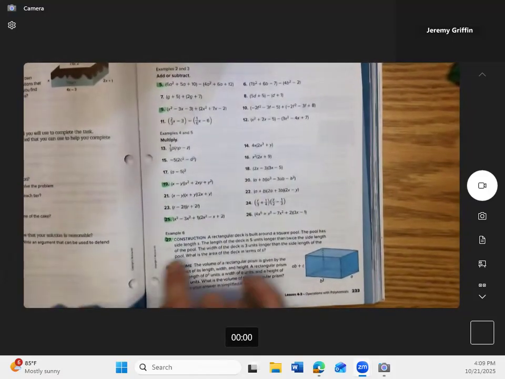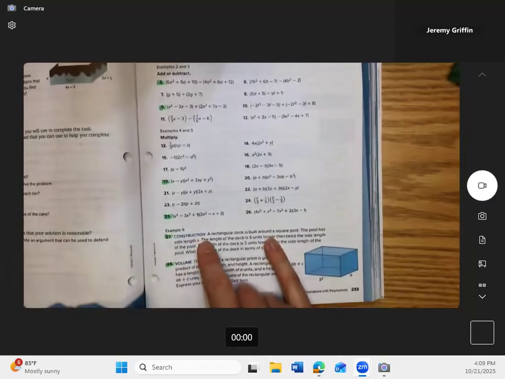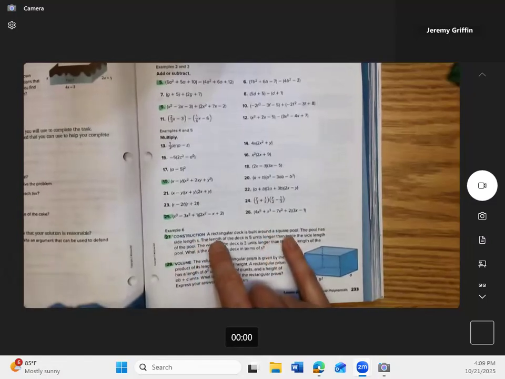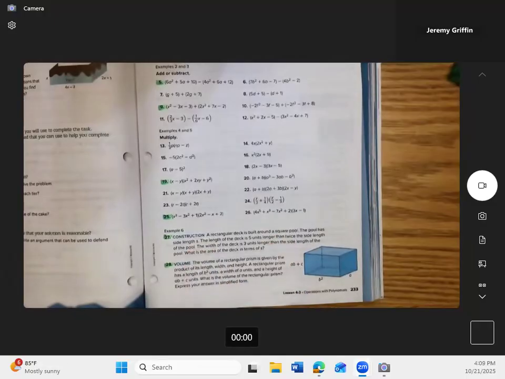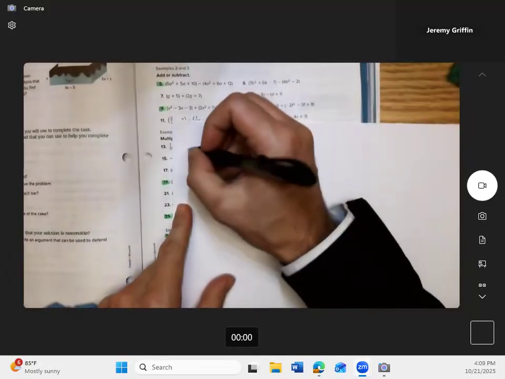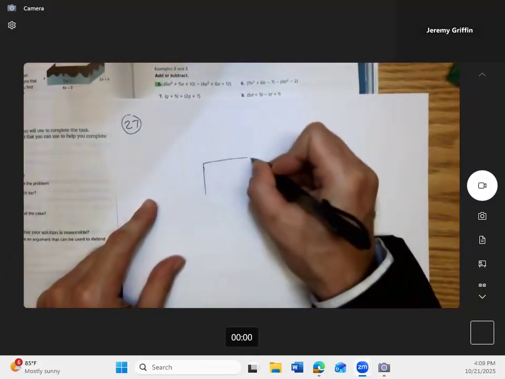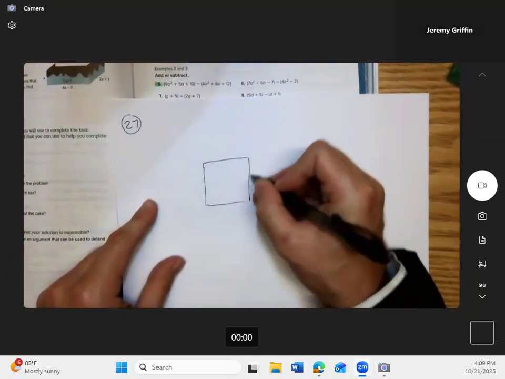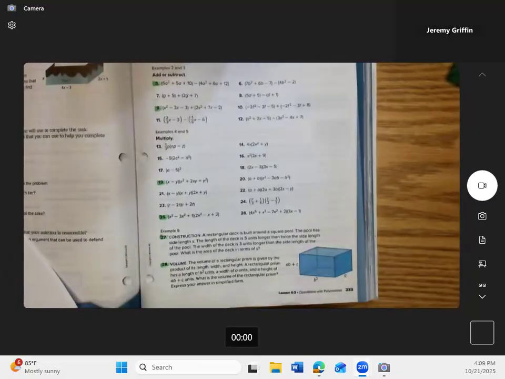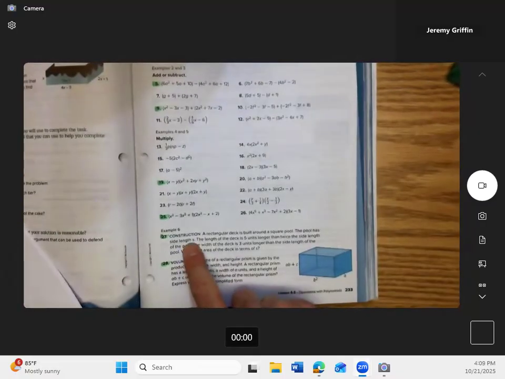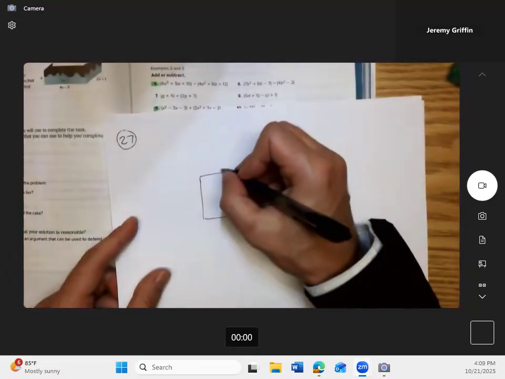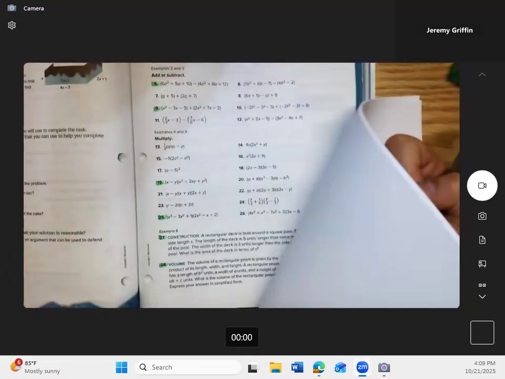27, construction. A rectangular deck is built around a square pool. The pool has side length S. I'm going to pause right there and start to get a picture going. So we got this square pool with side length S. You know what? It's okay if I change that to X because S's are easy to mix up with 5s. So I'm just going to change this to X.